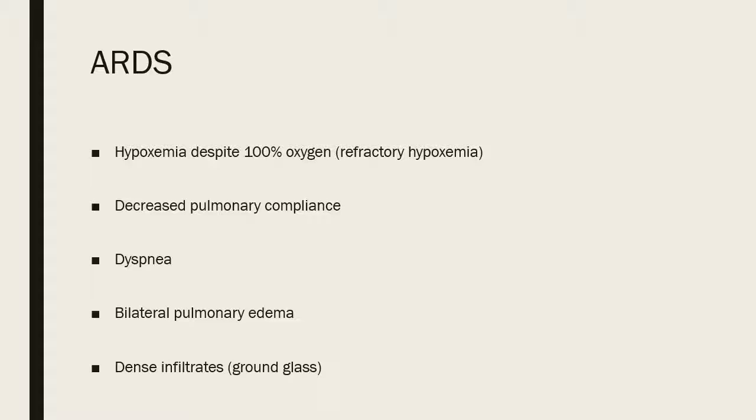With ARDS, they have a decreased pulmonary compliance. Your patient is going to be very short of breath. When we're looking at a chest x-ray on someone who has ARDS, we're going to see a bilateral pulmonary edema. They're also going to see very dense infiltrates. And when they talk about dense infiltrates, they will use descriptive words like ground glass appearance. Basically, what you're going to see is a whiting out of the normal chest silhouette.